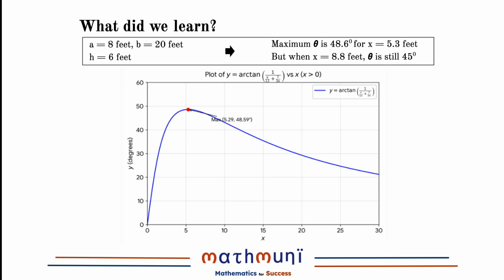However, if we stepped away from the wall, meaning we move rightwards on this chart, the viewing angle drops much more slowly. In fact, if you went from 5.3 feet away to 8.8 feet away, the viewing angle drops only slightly from 48.6 degrees to 45 degrees. That is not much of a compromise.